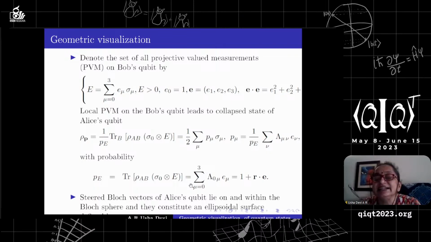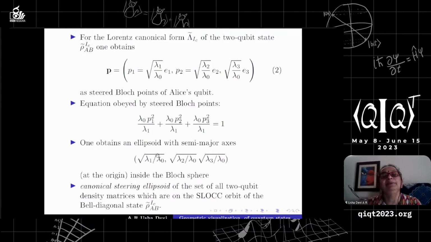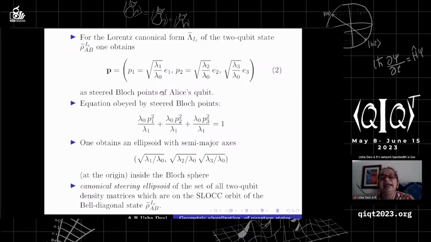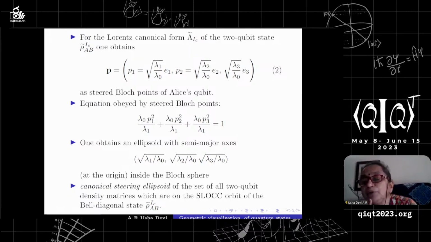That is, points which are steered after Bob's measurement are points within the Bloch sphere. They are ellipsoids. So now, let us suppose that I have done a canonical transformation, a SLOCC transformation, where my state is in Lorentz canonical form lambda IC, that is the first canonical form, where omega is diagonal and the density matrix is diagonal. Then the steered Bloch points are given by this kind of structure, lambda 1 by lambda naught.